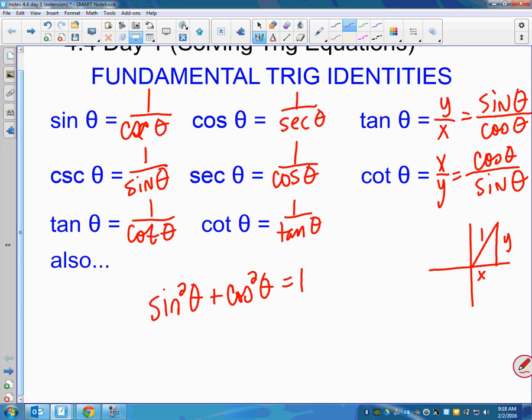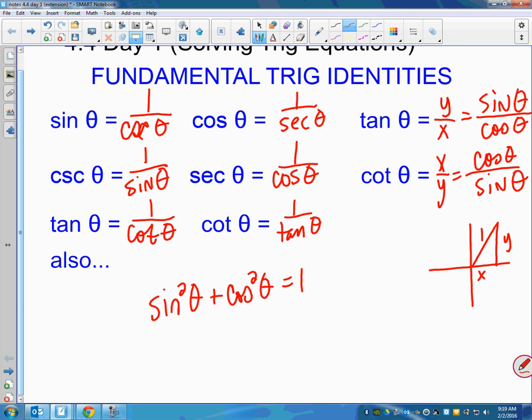x squared plus y squared equals 1 squared. x is cosine, y is sine. So that's why it works, right? So that's why we call these the Pythagorean identities. They come from the Pythagorean theorem. So it's kind of cool to know that any angle that you have, if you take the sine value and square it, and add that to the cosine value squared, it will always equal 1.